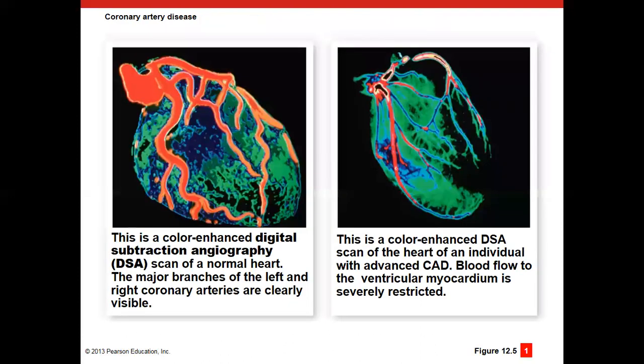So take a look at here. This is such a cool picture. So here's normal blood flow through coronary circulation, right? And here's where blood flow gets cut off by coronary artery disease. This is insane to me, how little blood flow is getting to this heart. That heart's in trouble.